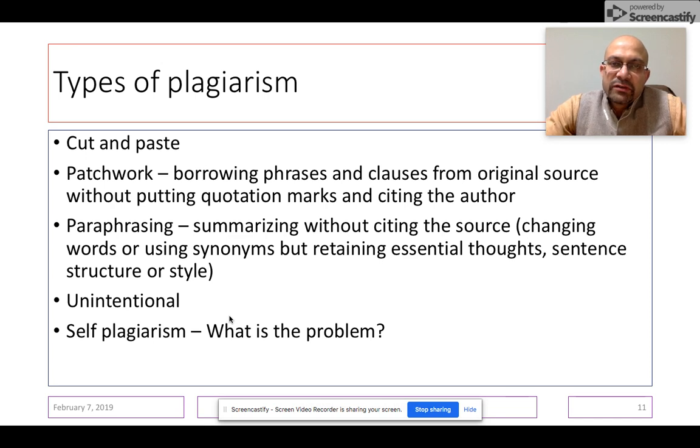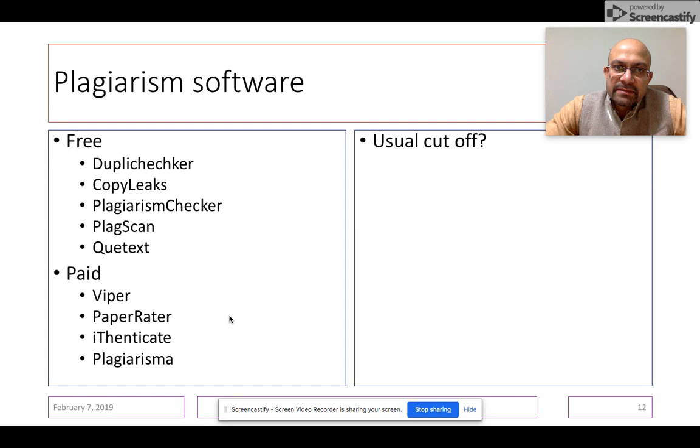Sometimes people fall into the trap of self-plagiarism. After all, if I'm writing and borrowing from my own paper, which has been published in the past, what's the big deal about it? Well, the big deal is that you might not have the copyright, and you might have violated the copyright which is held by someone else while you are citing yourself. So you should be avoiding that.